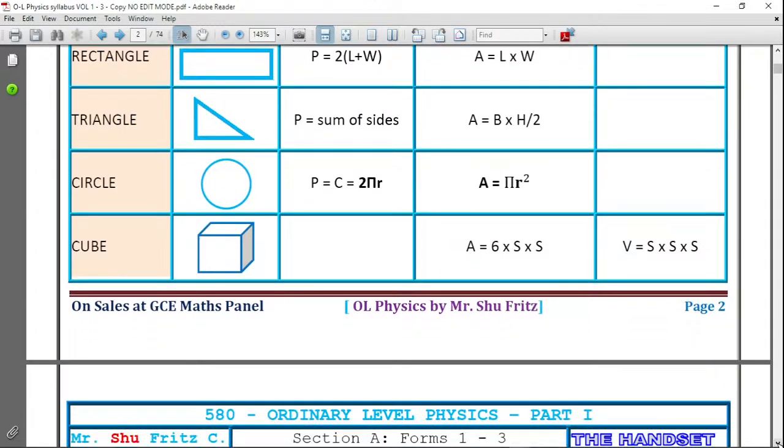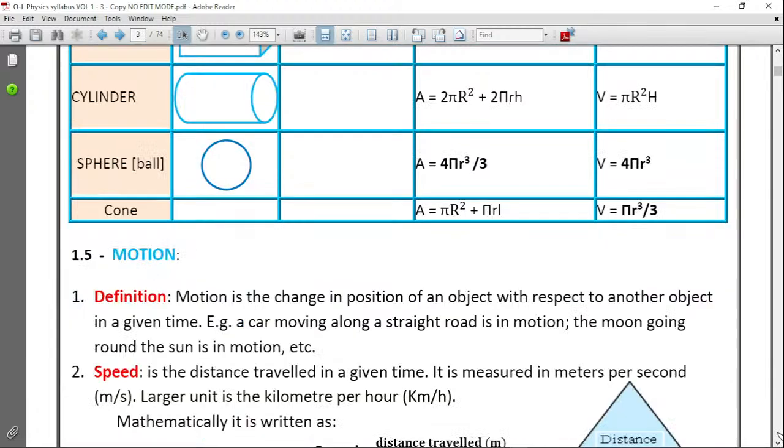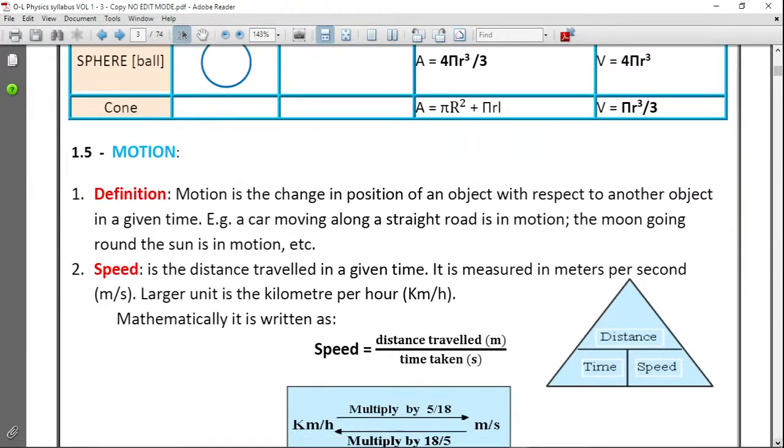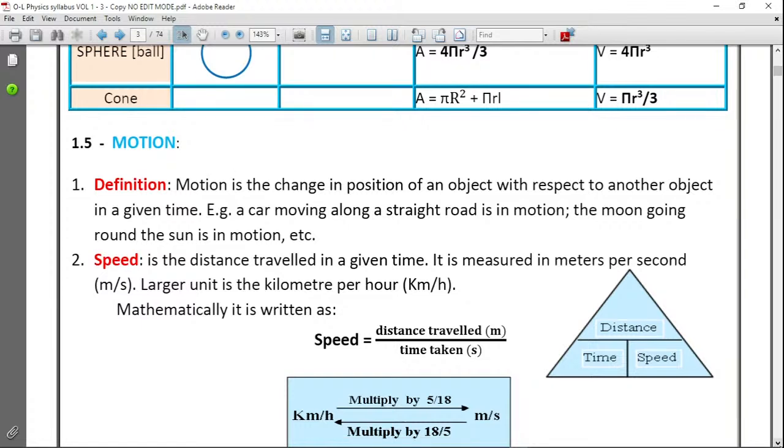So here are some few plane figures and their areas. We will not focus on this because we know you have gone through this in mathematics. Let us move to motion. What is motion? These are some of the first questions that you find in your GCE paper.